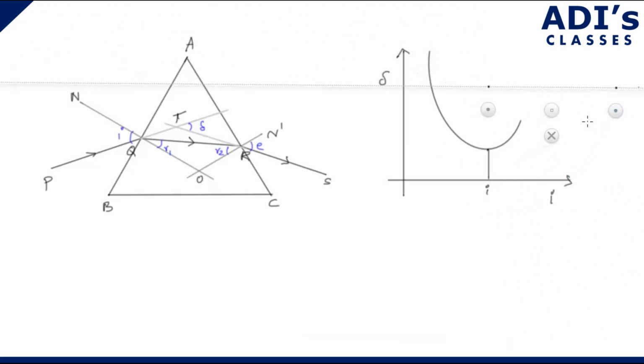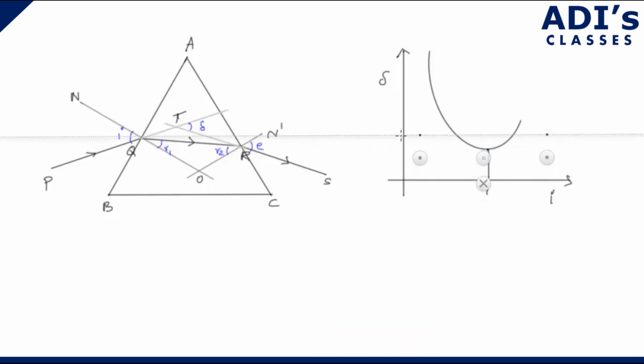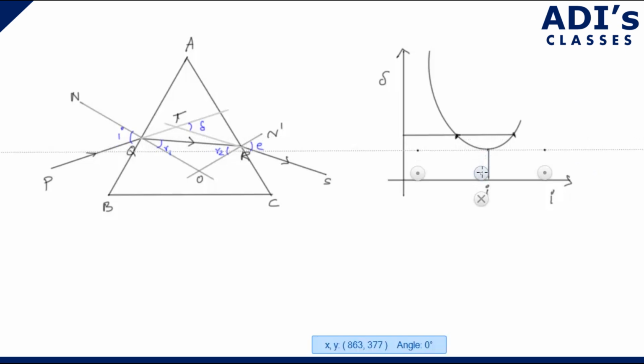Now if I draw a parallel line, for every other deviation apart from this one, you have two incident angles, correct? For this deviation, you have one here and one here. So there are two angles of incidence. Only at I do you have the minimum deviation, correct? So at this point, we'll call this value delta M.